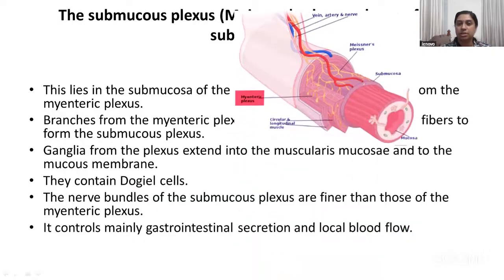So this is the location. Here, between the outer longitudinal muscle and inner circular muscles, we can see the myenteric plexus. And by piercing the circular muscles, it enters the submucosa, which is called Meissner's plexus. They are somewhat finer when compared to the myenteric plexus.